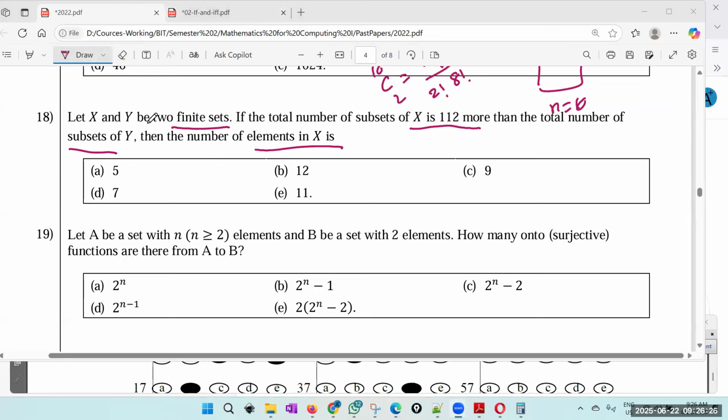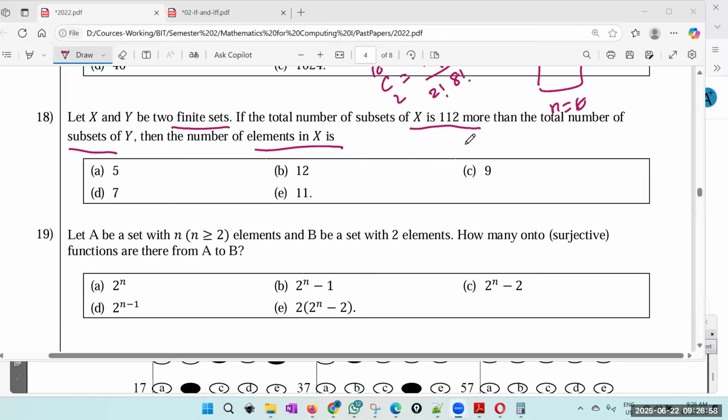Right. Let X and Y be two finite sets. If the total number of subsets of X is 112 more than the total number of subsets of Y, then X must have more elements than Y, because the total number of subsets of X is 112 more than the total number of subsets of Y.